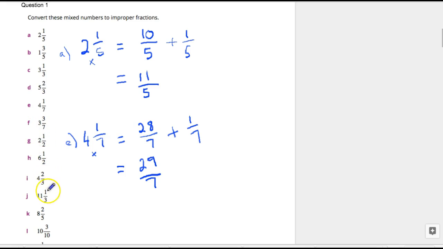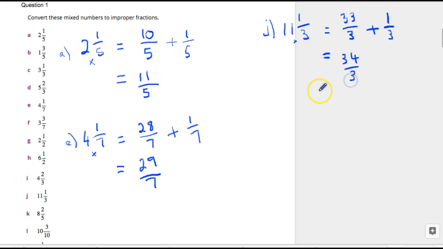All right, which one are we going to do next? 1, 2, 3, 4, 5. Let's do J. So 11 and 1/3. Okay, so we need to multiply the integer, the whole number, with the denominator. So 11 times 3 is 33. And then over the denominator, plus a third. Okay, because that's what we have here. And they're all being 1, the numerator. So hopefully we come across one that isn't. 33 and 1 makes 34 over 3.